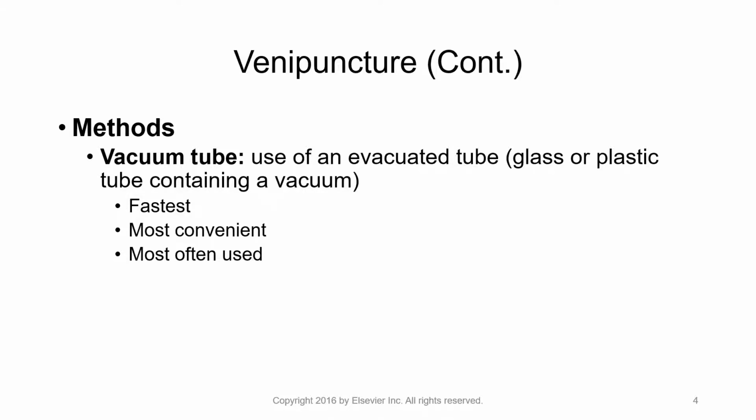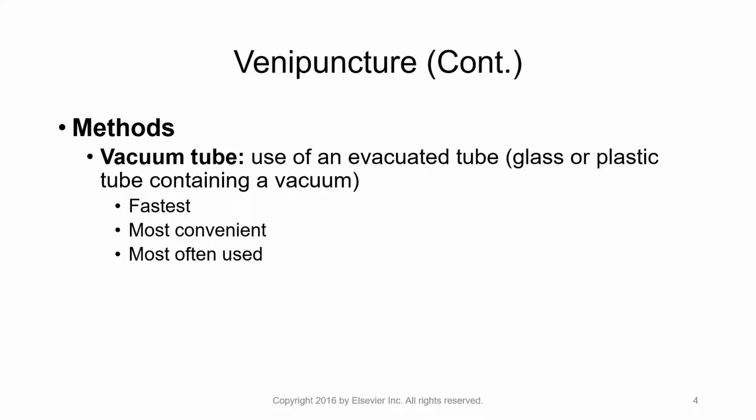So to lay it out, let's talk about the methods for venipuncture. The most convenient, fastest, and most often used method is called the vacuum tube method. It's the use of an evacuated tube, glass or plastic, which contains a vacuum. I like to explain vacuums to people as, everyone knows what a vacuum is. We have a vacuum in our home. It sucks in air or dirt and all the grime from your carpet. But what a vacuum actually is, is a chamber where the pressure inside is lower than the atmospheric pressure outside of the chamber.